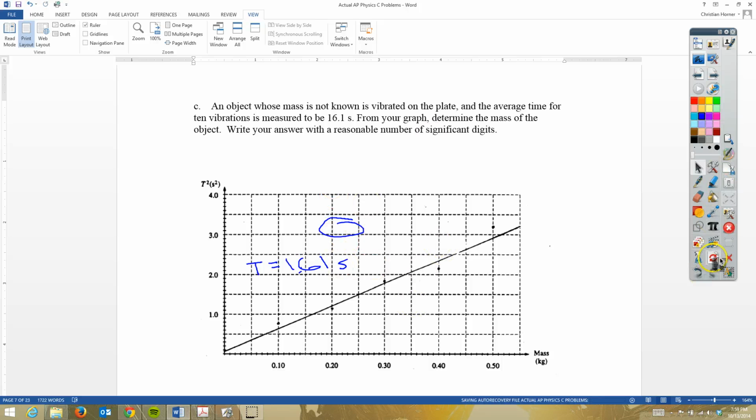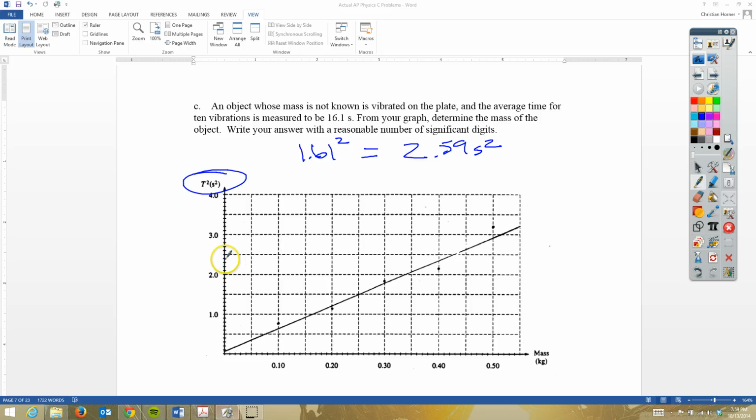And they want us to try to figure out with 1.61 seconds about what that value would be. So here we know that 1.61 seconds was our period, and we need to actually square that value. If we square that value, we end up with 2.59 seconds squared. We need to do that because remember our graph is a graph of T squared versus the mass.